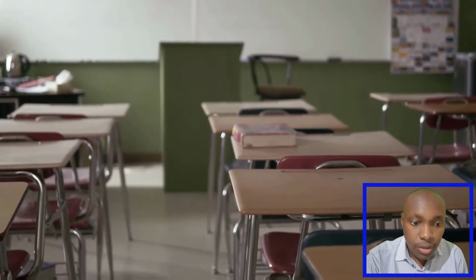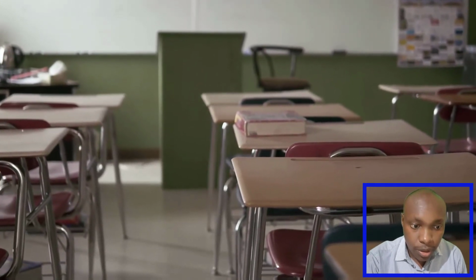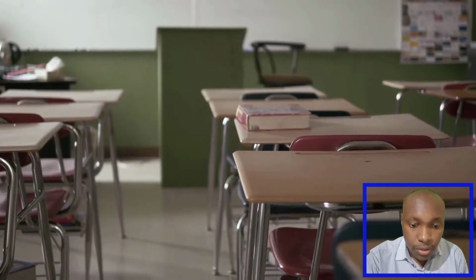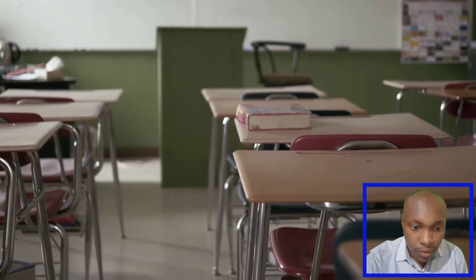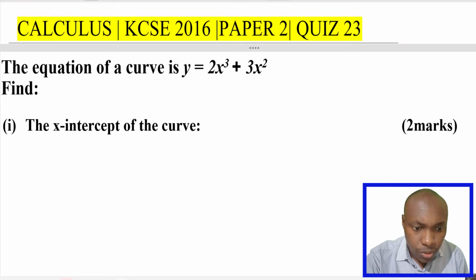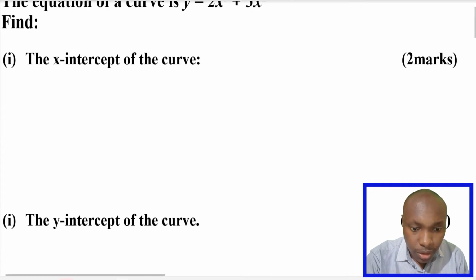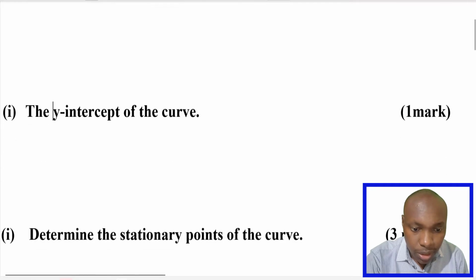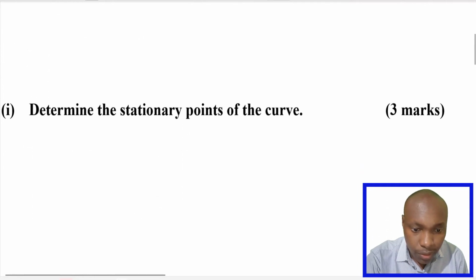Calculus, KCSE 2016 Paper 2, question number 23. The question reads: the equation of a curve is given by y equals 2x cubed plus 3x squared. Find, part 1 of the question, the x-intercept of the curve, then the y-intercept of the curve, then determine the stationary points of the curve.